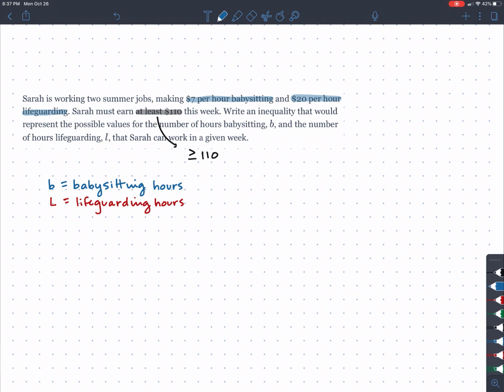And so my babysitting hours, this is going to be 7 times B plus 20 times L, that is greater than or equal to 110. So 7B plus 20L is greater than or equal to 110. Okay, so far so good. We're just kind of setting up our inequalities, but now we're going to look at some systems where we have more than just one situation.